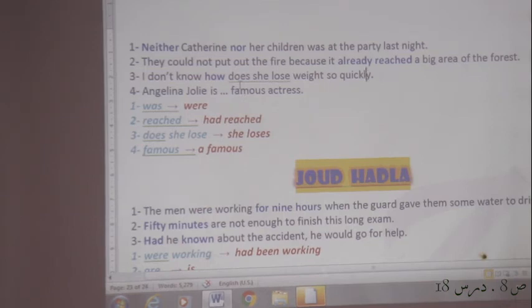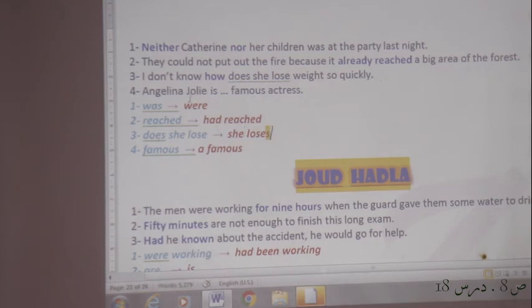When you drop does, I told you earlier, in this case we drop do, does or did. When you drop do, don't make any change. When you drop did, please make the verb in the second form. Here when you drop does, don't forget to add s for third person singular. So, I don't know how she loses. As you can see, the correct answer here: I don't know how she loses weight so quickly.